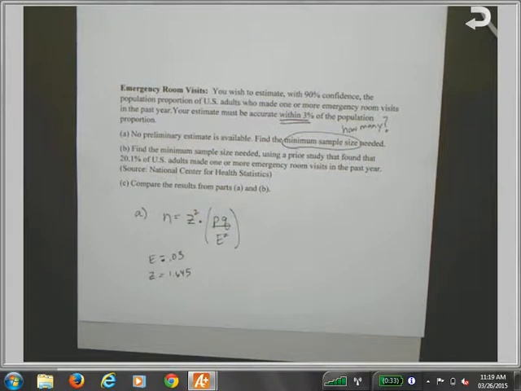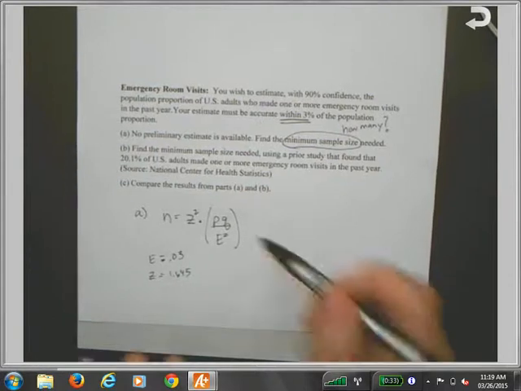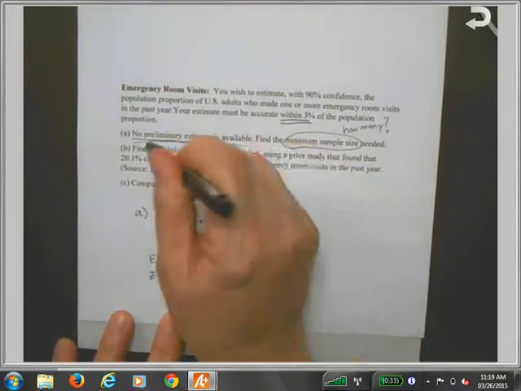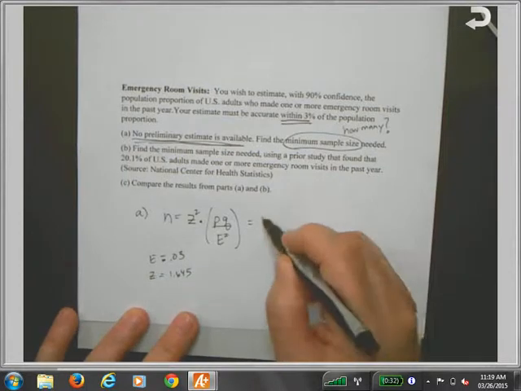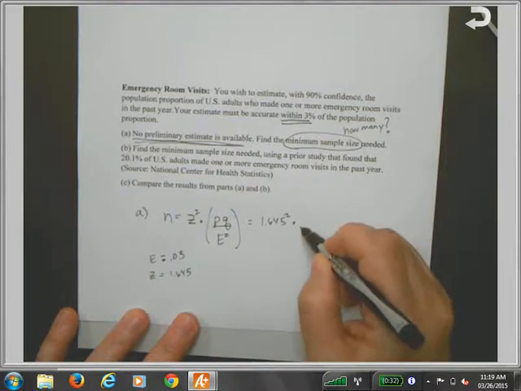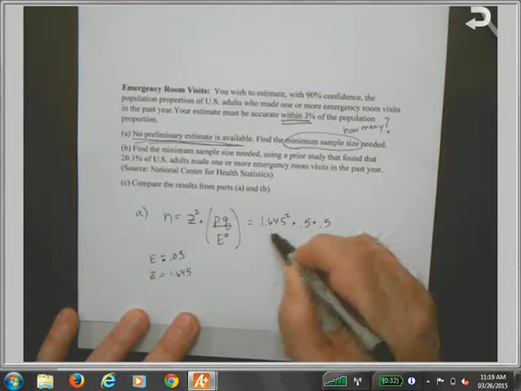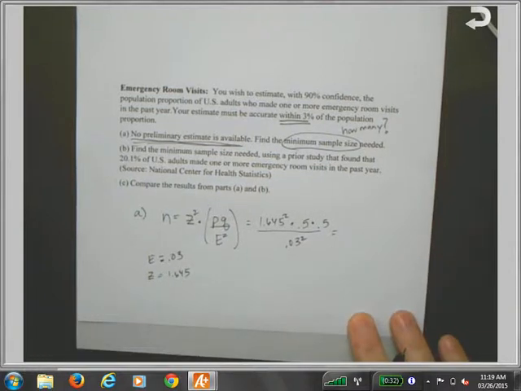I don't know if anybody remembers that from last time. 50-50, yes. So we're going to consider P and Q both 0.5. And this is because we have no preliminary estimate available. We don't know anything about our population proportion, so we're just going to have to make a guess. And the best guess is always 0.5, 0.5, or 50-50. So here's the formula then. 1.645 squared times 0.5 times 0.5, all divided by 0.03 squared. All right, let's see what that looks like.